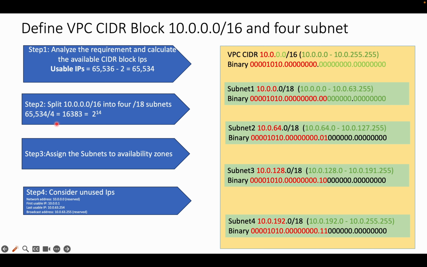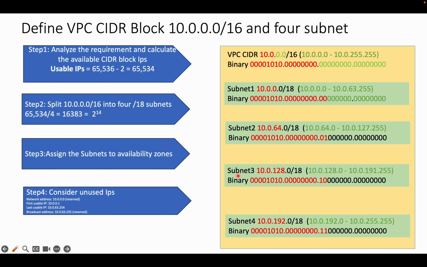This covers 16,383 IPs. Similarly, I have divided the second subnet. In this one, if you observe, the third octet's first two bits are 01, and the remaining 14 bits are variable. So again, this will range from 10.0.64.0 to 10.0.127.255.